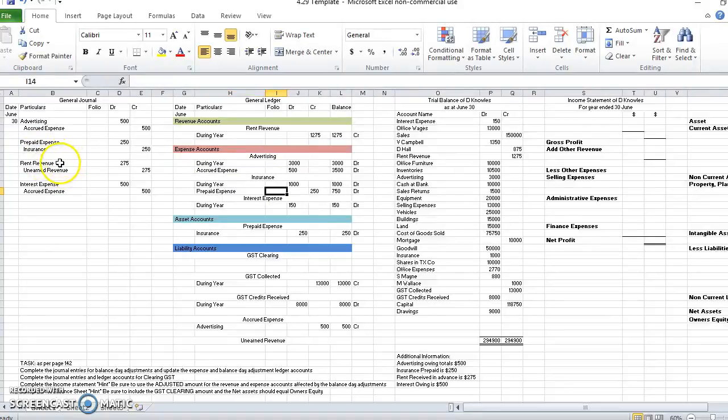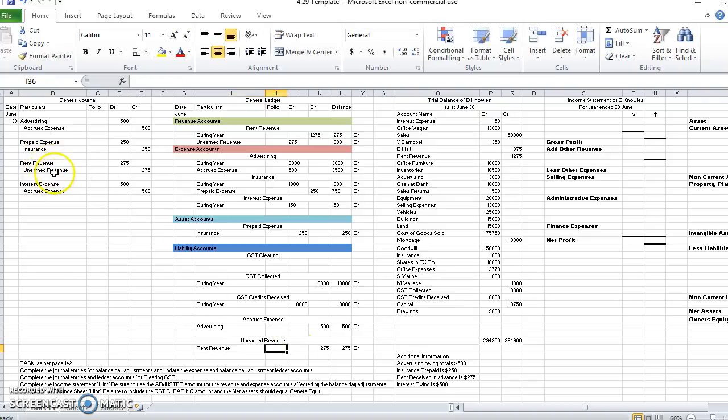We've done insurance, now we do rent revenue, was debited for $275, so we go rent revenue debited for $275. Previous balance is $1,275, credit, so we minus our debits. So the rent revenue opposing account was unearned revenue. Next we do our unearned revenue, it was credited for $275, so we go to unearned revenue. It was credited for $275. So we have our balance $275 credit, and the opposing account was rent revenue.